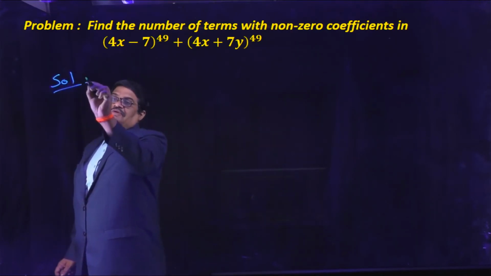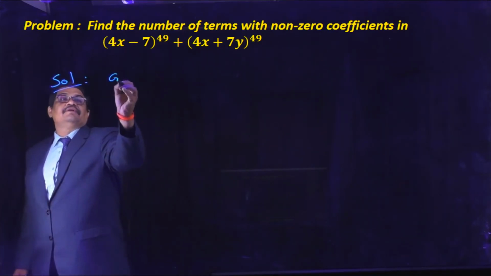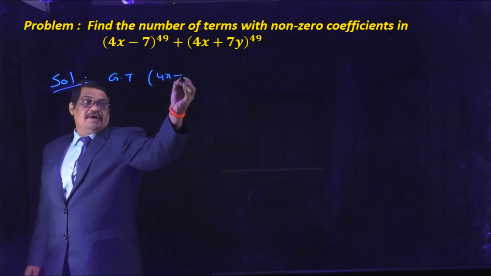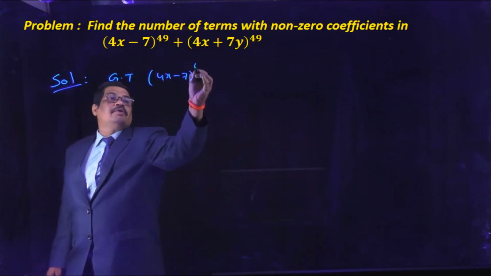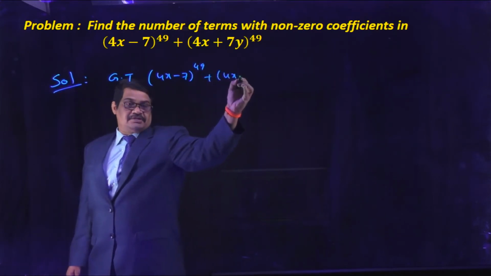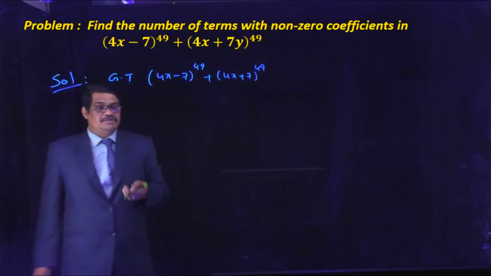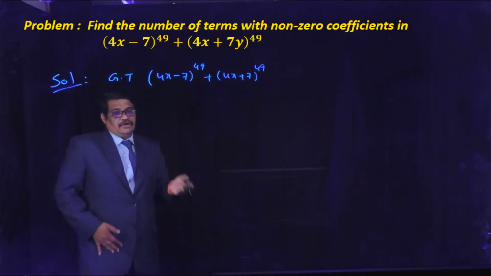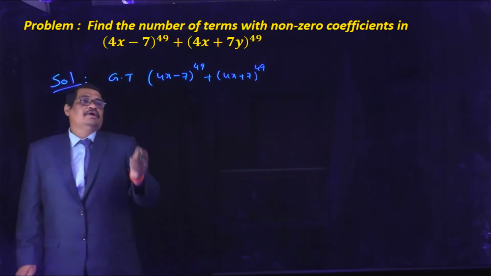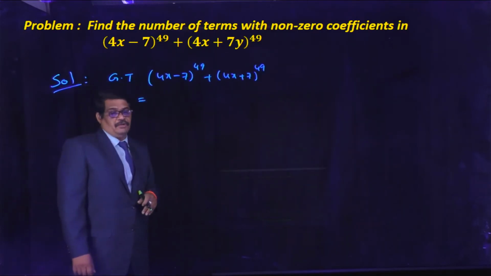So the given expression is (4x minus 7y) whole power 49 plus (4x plus 7y) whole power 49. This is the given expression. Now we have to find the number of terms in this expansion. Now we are writing the expansions of these two binomial terms.